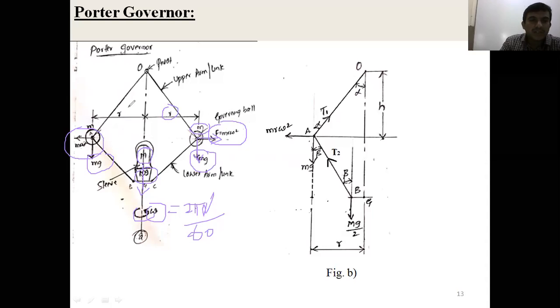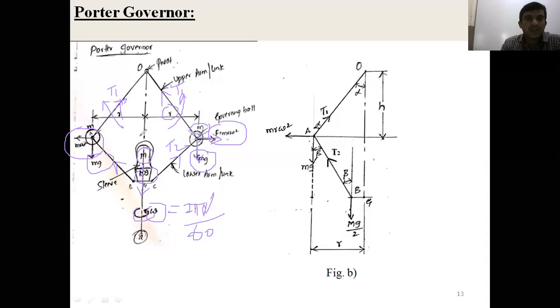Due to that, what happens? A tension T1 occurs in the upper arms. See that arrow mark I am showing here? This is T1. A tension T1 occurs in the upward direction. Now, due to this tension T1 in the upper arms, the upper arms move radially outward, meaning the governor balls move radially outward, right? At the same time, in the lower arm also, you can see the tension T2 occurs here, in this direction.